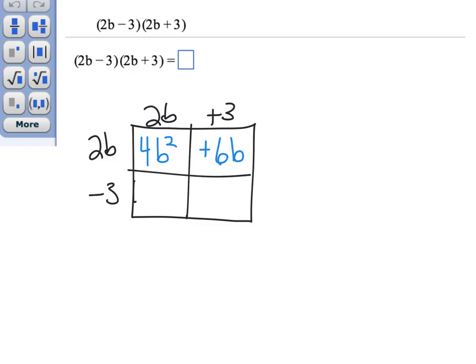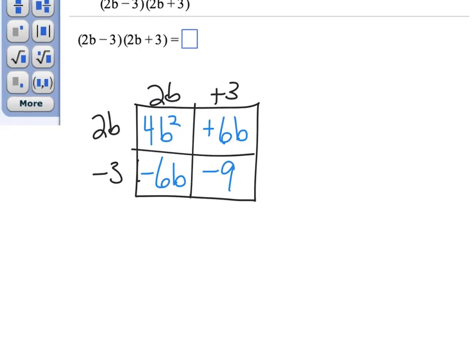I hate it when the 6 and the b are right next to each other. That looks too similar. Negative 3 times positive 2b, so that's going to be negative 6b. And then right here, negative 3 times positive 3 gives us negative 9.